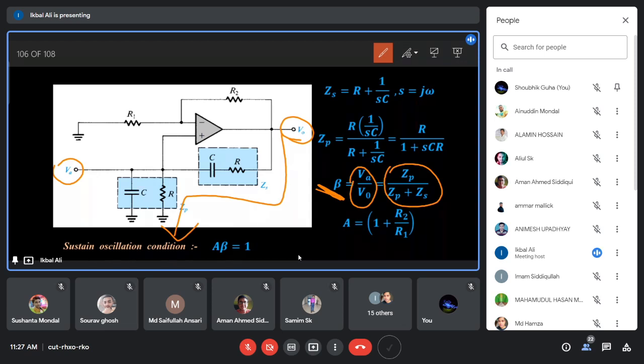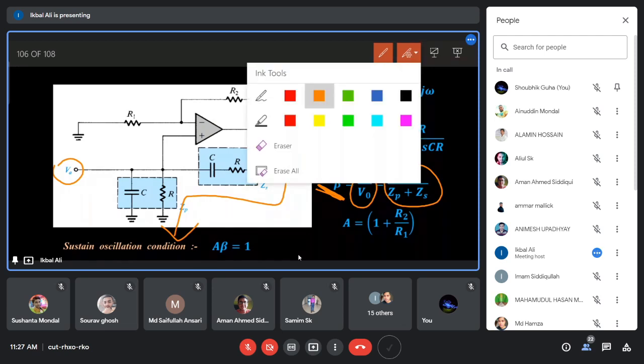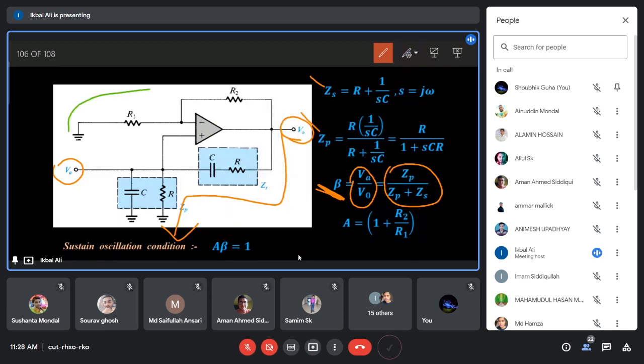What is the feedback factor beta of this beta network? It is ZP by ZS plus ZP. And ZS and ZP we have calculated earlier. Also, we have an amplifier, and we have seen that this is the amplifier section. It is a non-inverting amplifier with the help of an op-amp, and that amplifier has gain A. We know this amplifier gain; we have learned it in the basic electronics class. It is 1 plus R2 by R1. So we have the gain expression A, and we have the beta expression ZP by ZS plus ZP.